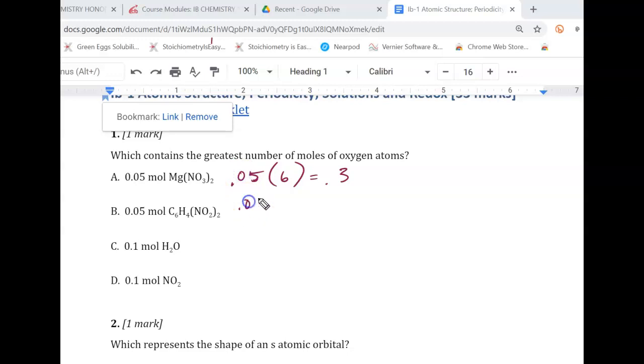For the next one, I would have 0.05 times 4, or 0.2. The next one, I would have 0.1 times 1, so I would have 0.1 moles. And for the last one, I would have 0.1 times 2, so I would have 0.2 moles. So you should have paid for your correct answer.